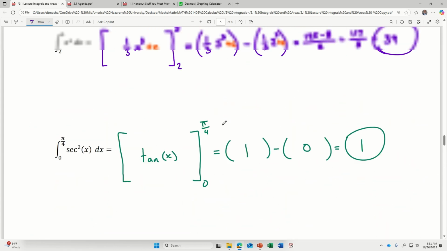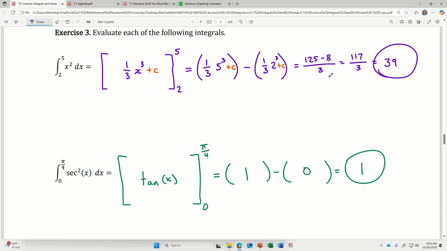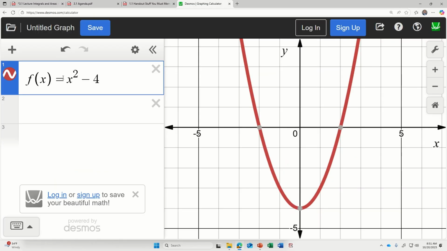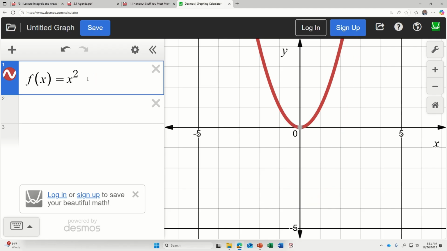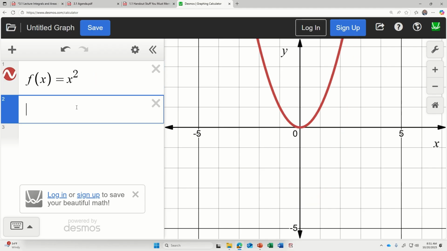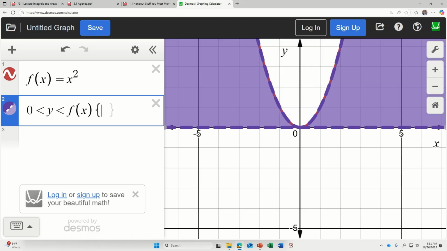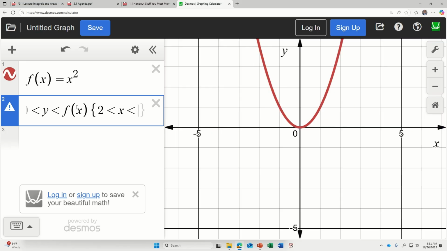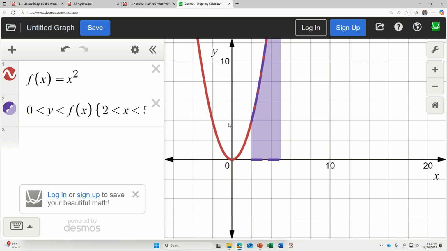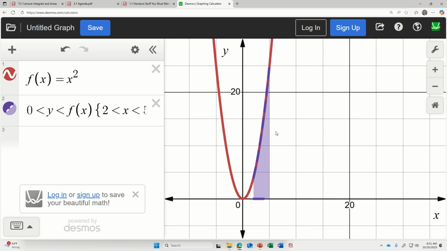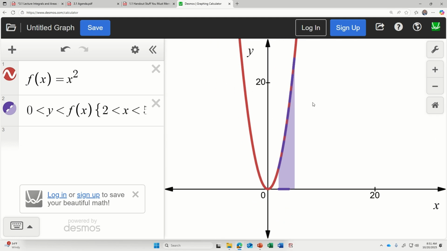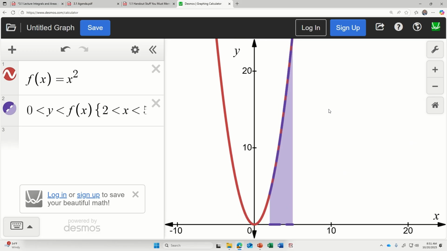Let me scroll back up because we already took several integrals actually. So what the heck is the integral 39 about? Well, that would be the integral from 2 to 5 of x squared. So here is the x squared function. And here is what it looks like to have the area between 2 and 5. So it's a little bit of a weird shape. But this purple shaded area has an area of 39.